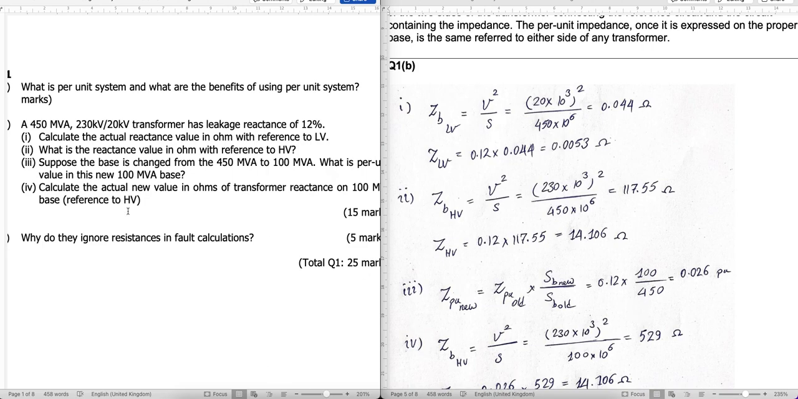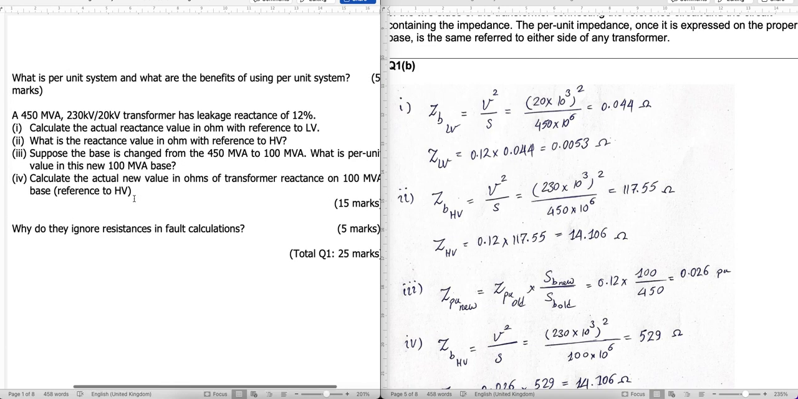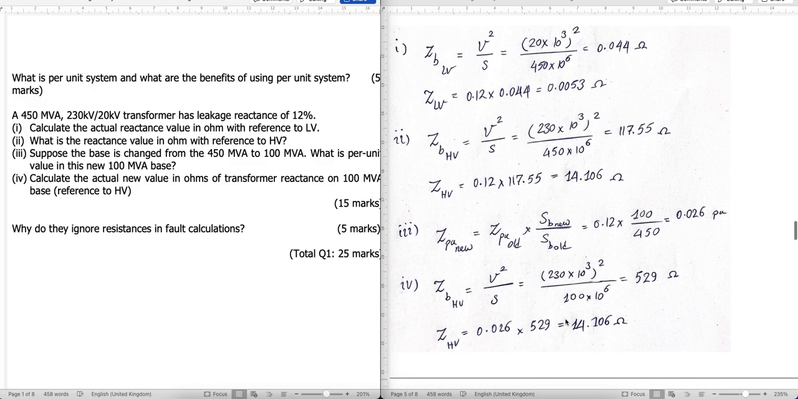Then section 4 says calculate the actual new value in ohm of transformer reactance on 100 MVA base, referred to the high voltage side. So section 4 in this question is very similar to section 2. The difference is that in section 2 your base power was 450 and your per unit impedance was 12%, while here in section 4 the base power is 100 MVA and the per unit is 0.026. So you need to use these quantities, but the same approach.